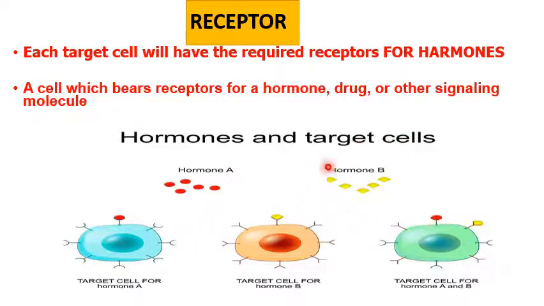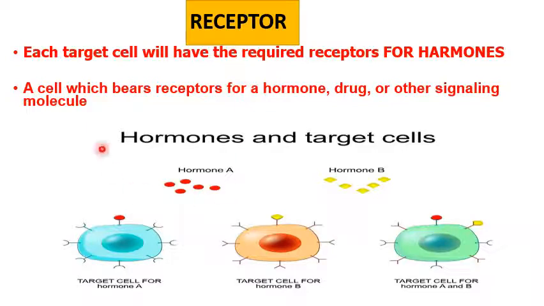But there are certain cells which have the capacity to accept two different types of hormones or two different types of chemical signals. See, here is a cell which has a receptor binding site for both hormones, that is, for hormone A as well as hormone B.